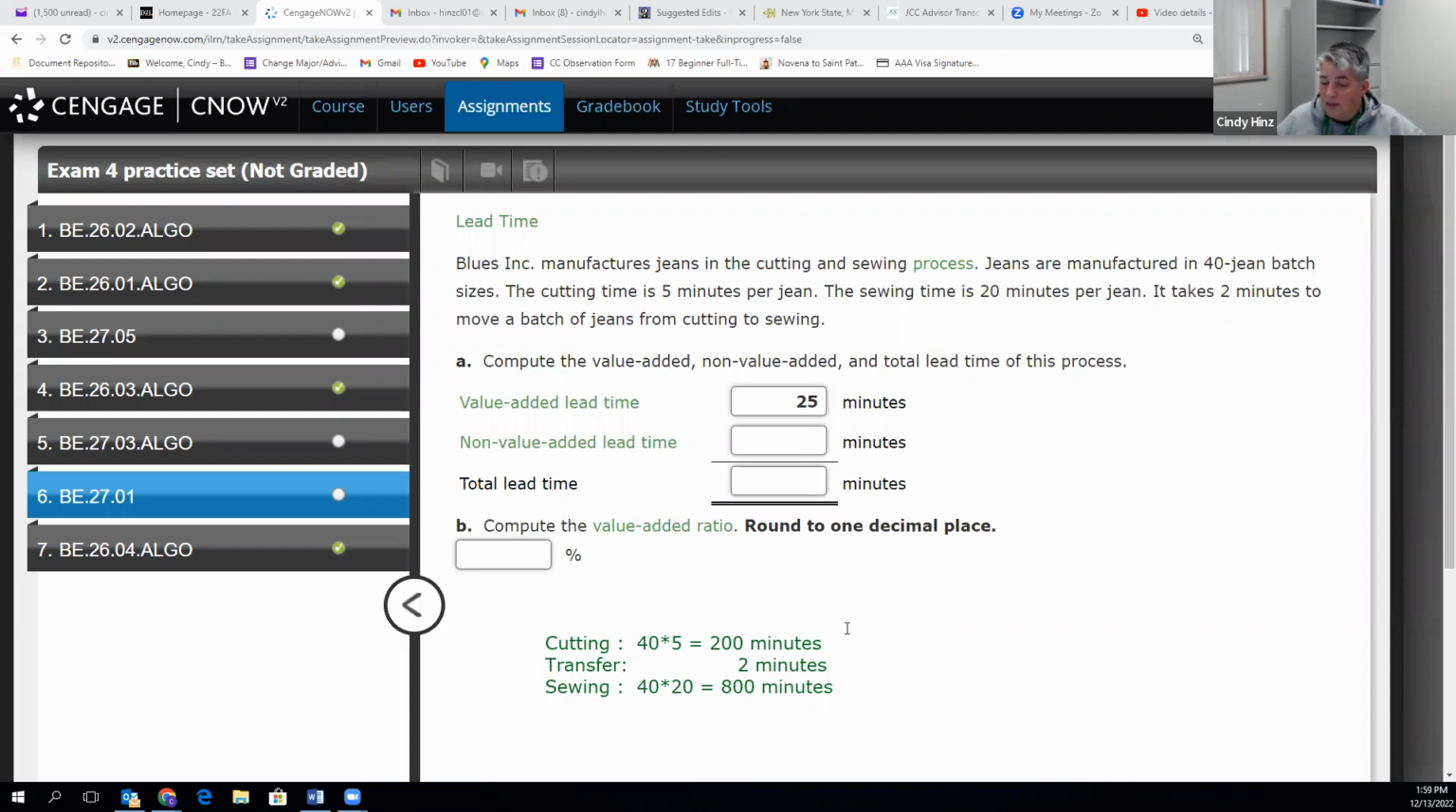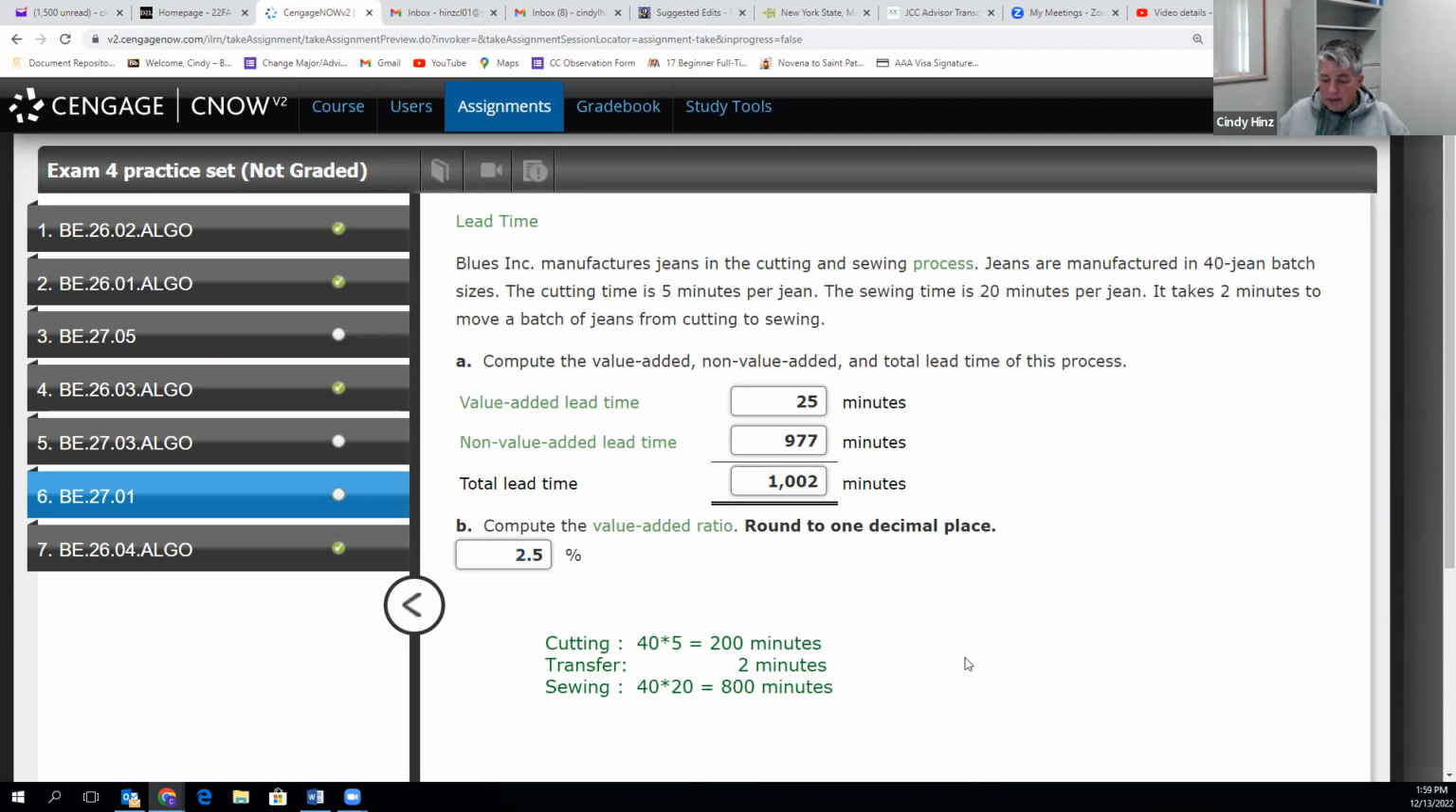So these are the only pieces that we have available to us. So we take that, the total time then is 200 plus 800, 1000 plus 2 for transfer. That's 1002 minutes of total time for the batch. And of that, 25 minutes is value added, which means that the other 977 minutes are non-value added time. So the value added ratio then is the value added time of 25 minutes divided by the total time of 1002 minutes, and rounding that to one decimal place on the percent would be 2.5%.